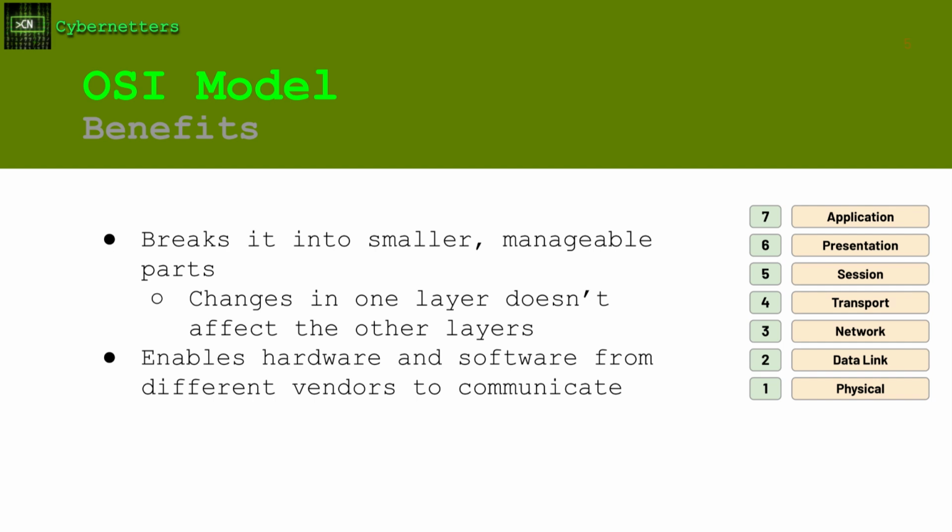Another benefit is how devices and software from different vendors can work together, all thanks to the OSI model's universal standard. For example, let's say you have a printer from company A, and a printer from company B. You can connect them because of how the OSI model standardizes how data is transmitted. So basically, this benefit means that organizations can mix and match different technologies to work together.